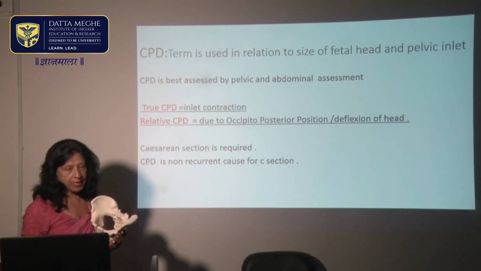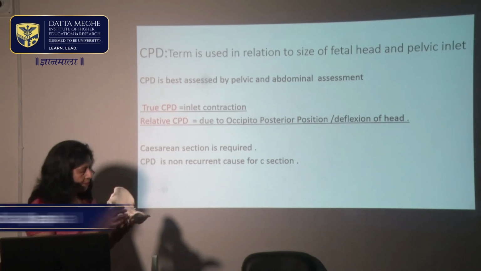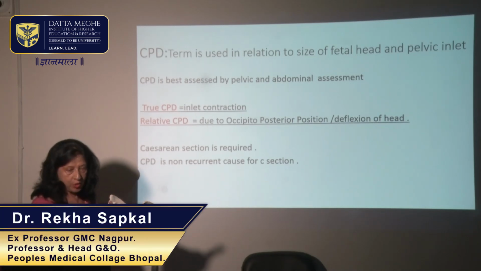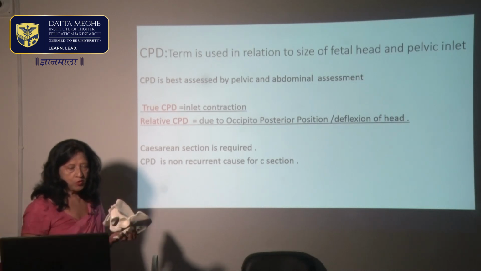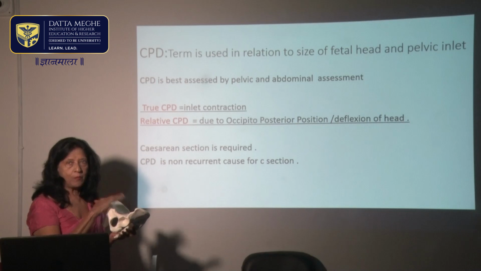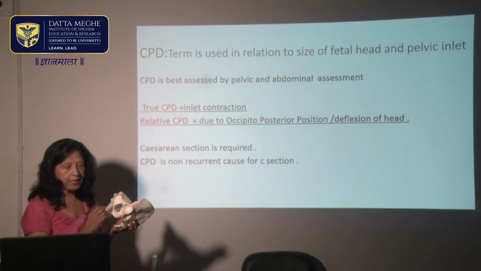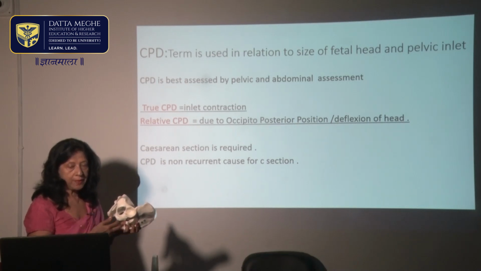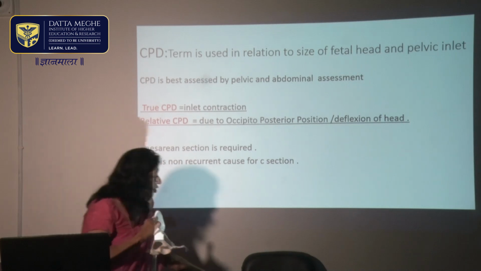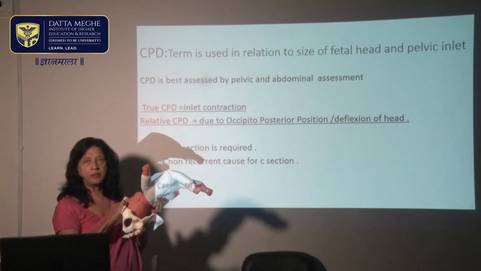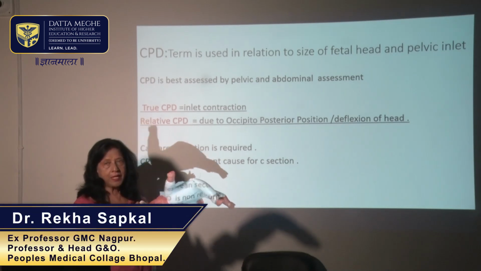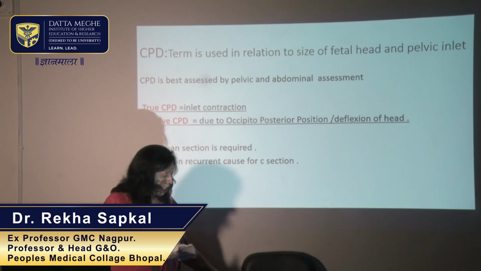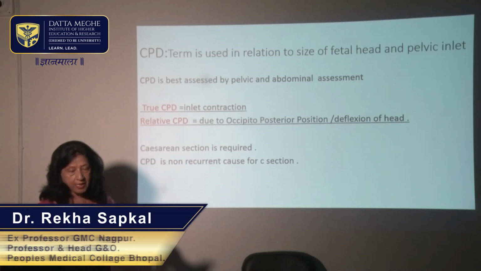CPD, cephalopelvic disproportion, is best assessed by pelvic examination and also abdominal examination. There are two terms used. True CPD means there is specific bony inlet contraction, and relative CPD means that due to deflection of the head there is occipital posterior position, or a large size fetus is there. It is an indication for cesarean section.